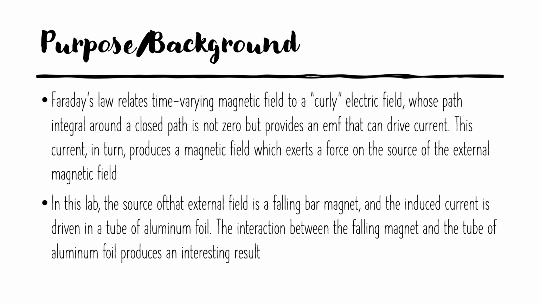In this lab, the source of that external field is a falling bar magnet, and the induced current is driven by a tube of aluminum foil. The interaction between the falling magnet and the tube of aluminum foil produces a kind of interesting result, which we'll talk about in a couple minutes.